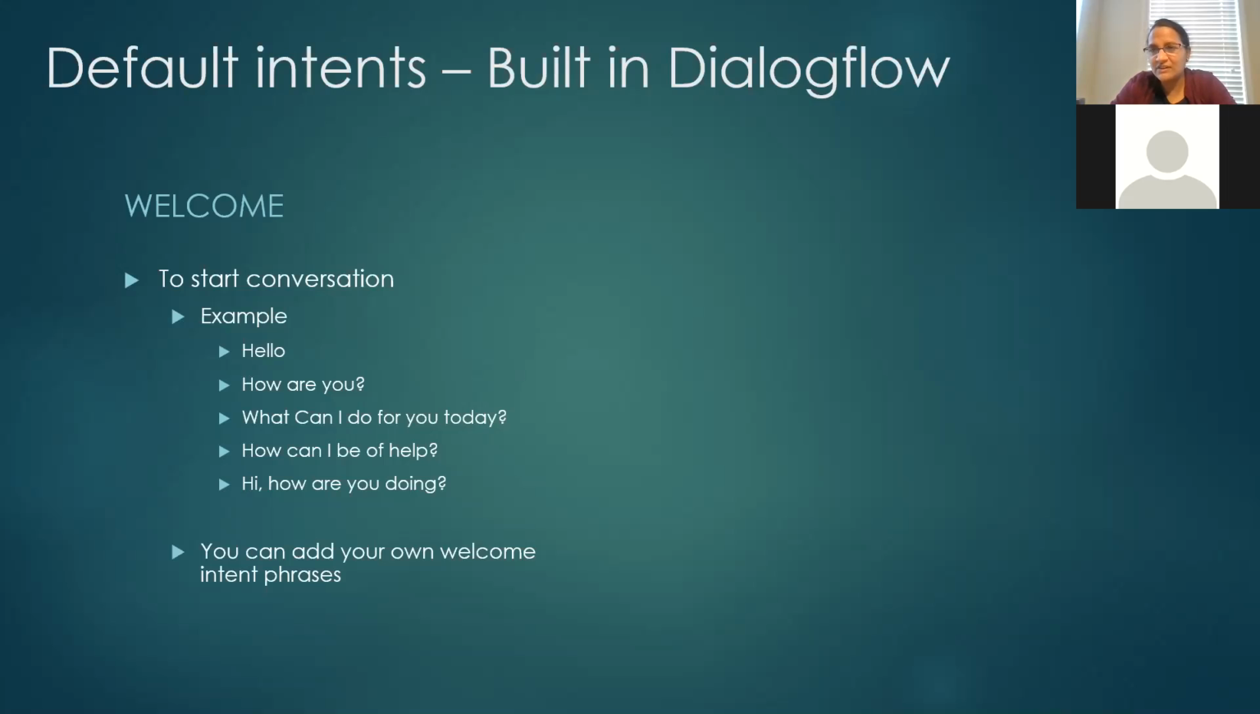These are the greetings which are already there, but you may want to personalize those greetings. So you may want to add your own welcome intent, and you are free to do so. Suppose this is ABC Pizza Shop. You can say, okay, welcome to the ABC Pizza Shop. That can be your default welcome intent. You can always add that.